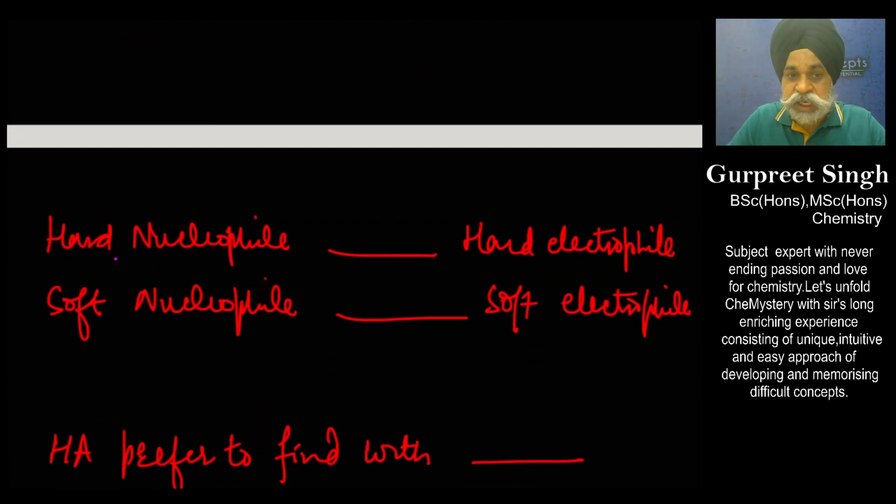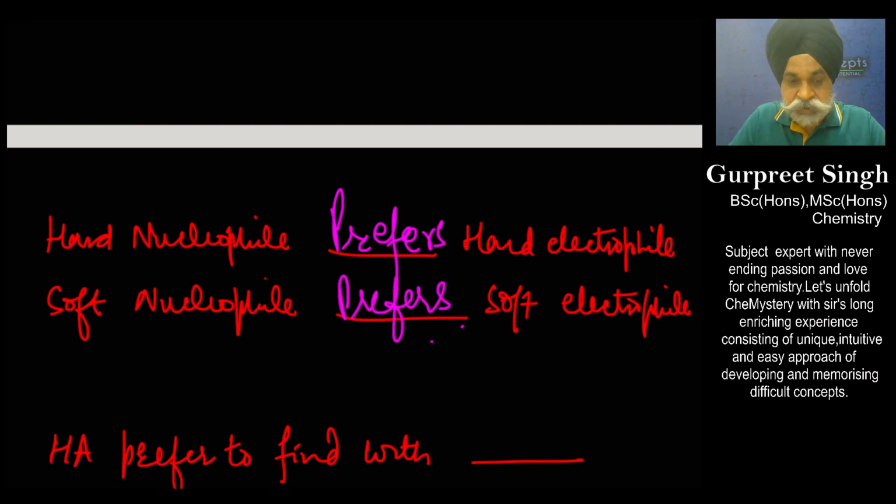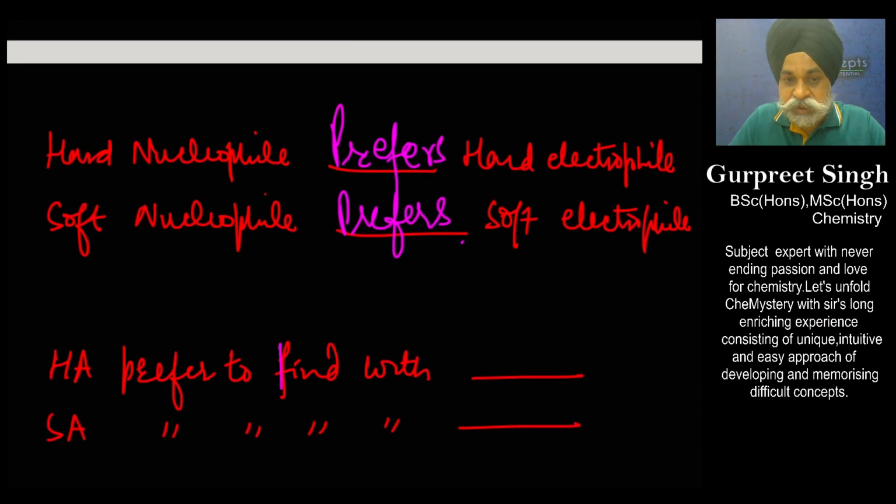And lastly, let me consolidate what we have learned from an organic standpoint: a hard nucleophile prefers a hard electrophile and a soft nucleophile prefers a soft electrophile. This is the thumb rule of HSAB. And similarly, a hard acid prefers to bind with a hard base, and a soft acid would like to bind with a soft base.